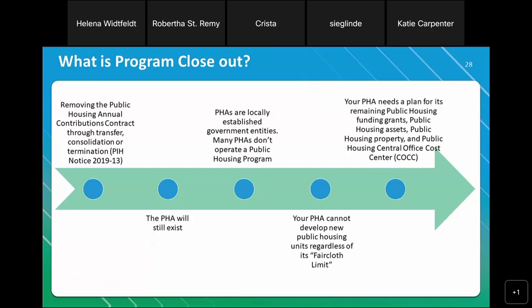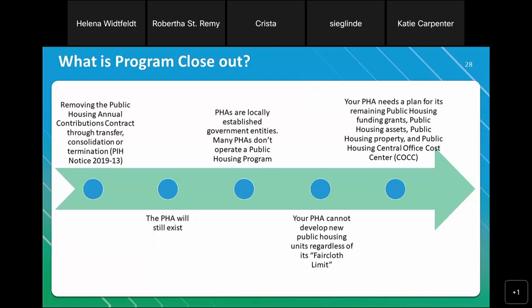What is a program closeout? That is another tool that is available for small housing authorities. It essentially is removing the public housing annual contributions contract and actually consolidates it or terminates it. The particular PIH notice addressing this particular option is PIH Notice 2019-13. And there is a hot link in the resource slide for you when you have access. Once it's posted on the HUD Exchange, you can save it in your favorites and go through this notice. It's very long.